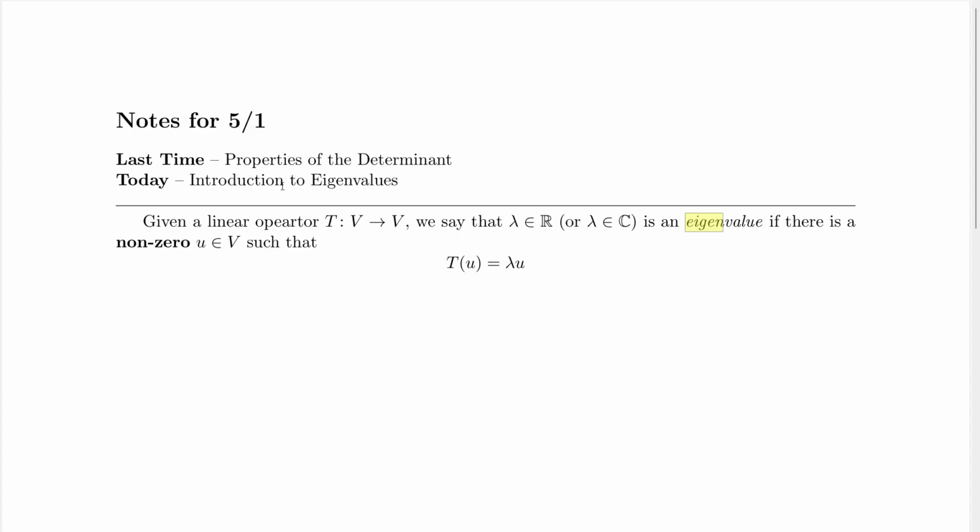But anyway, eigen is a loan word from German. It means same or self, depending on the context. But note, that's what effectively it's saying. This is a scalar so that the linear operator gives you the same thing when you input u, but it's not necessarily exactly u, it's some multiple of u. So, hence the name.